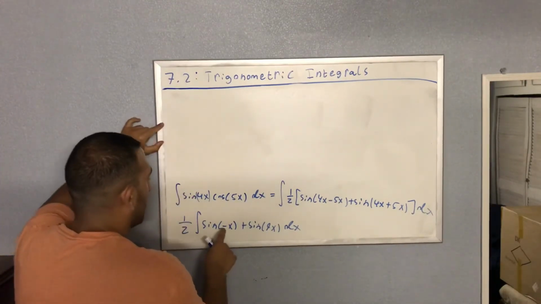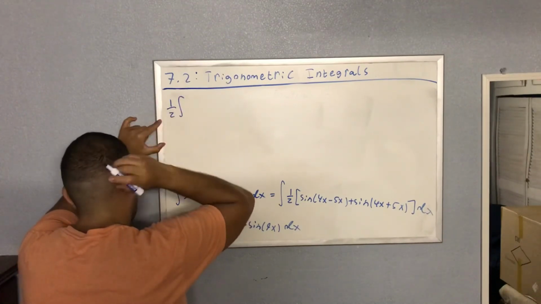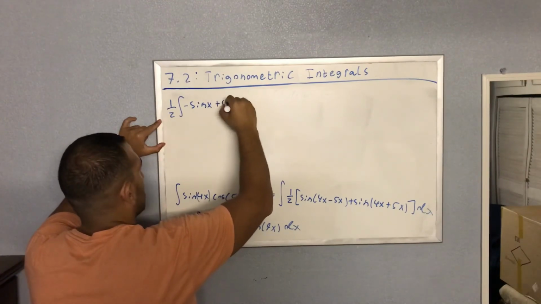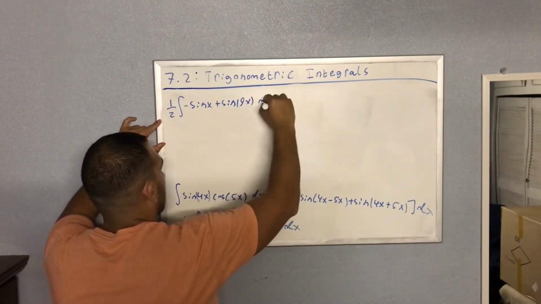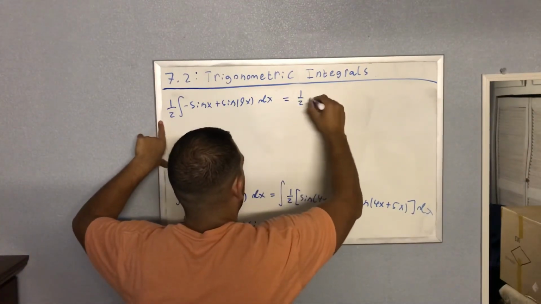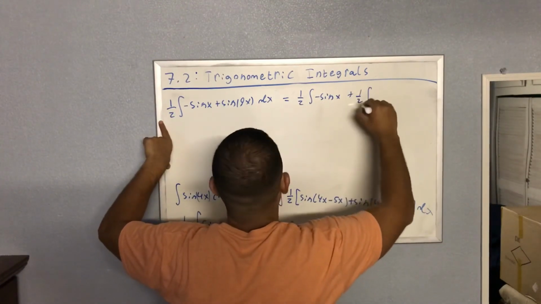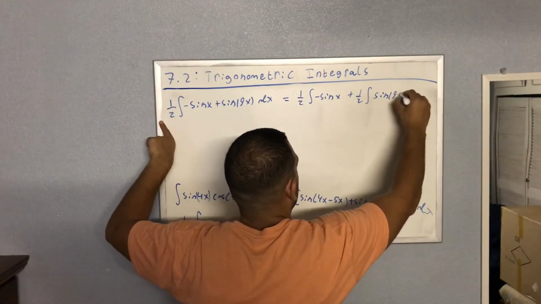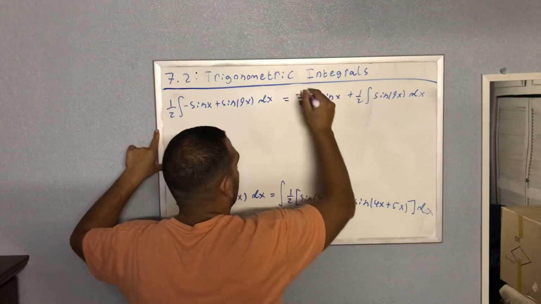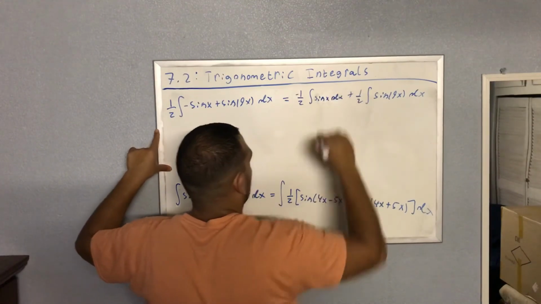Now because sine is odd, this minus sign will just pop out in front. So we get 1/2 integral of negative sine x plus sine of 9x, which again we could split up into two different integrals. So 1/2 integral of negative sine x plus 1/2 integral of sine of 9x.